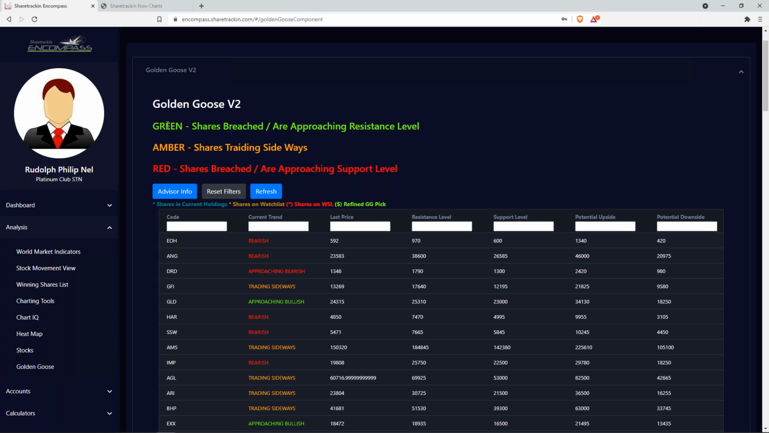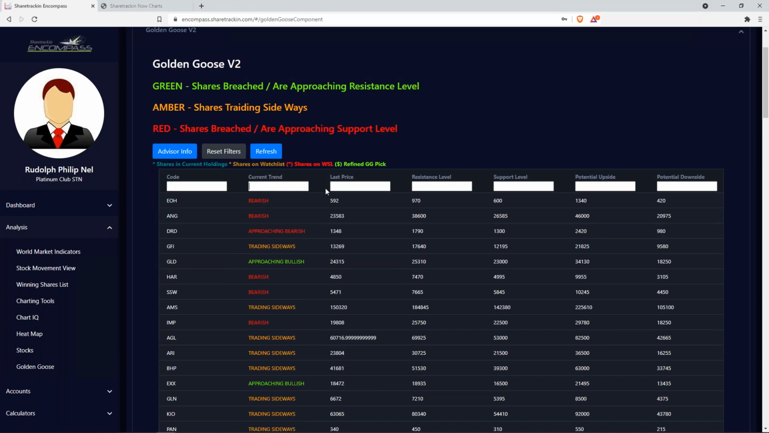So you've still got your green, your amber, and your red when you enter your color in your current trend. The basics that you're going to look for on the Golden Goose would be all your green signals this time. Previously you'd be looking for almost your amber signals because it's approaching a bullish trend. But now we decided to change it up a bit and make the amber sideways. So your red and your green are still up and down, whereas with the amber it's trading sideways.